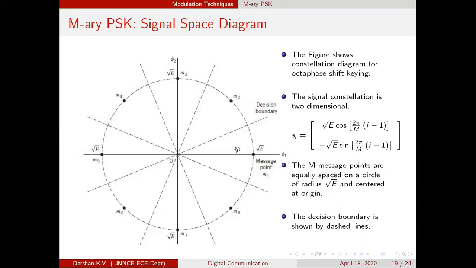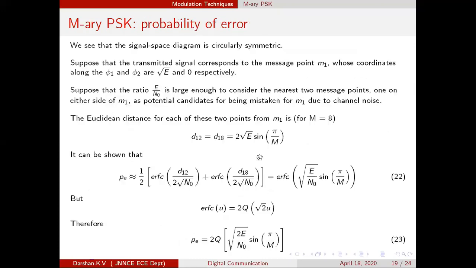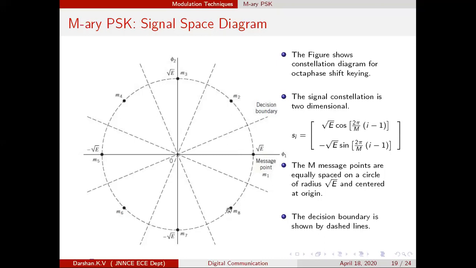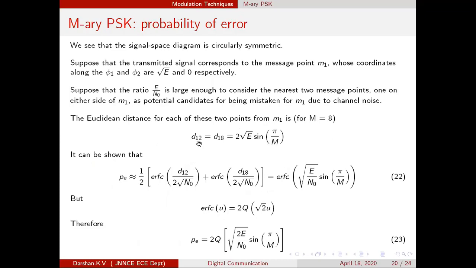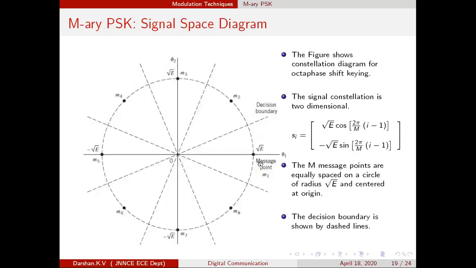So we are considering only the two message points which are on either side of the message point M1. These two message points are at equal distances from message 1. Message M2 and message M8 are at equal Euclidean distance with respect to message point M1. That is why it has been written: D12, the distance between message point 1 and message point 2, and D18, the distance between message point 1 and message point 8, is calculated as 2 into root E sine pi by M. This is simple geometry, you can calculate it.